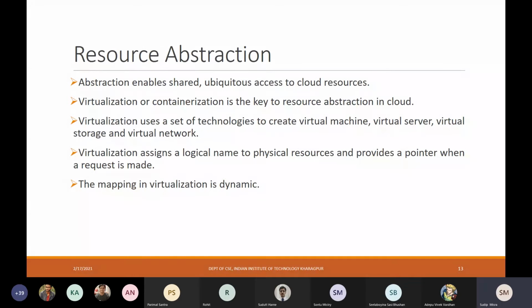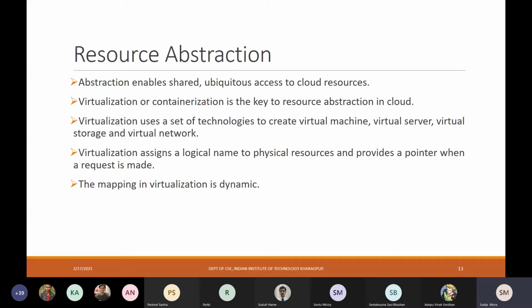Based on the requirements, based on the requests that come through, which could vary throughout the day, the same resources are made available to multiple consumers at the same time or at different times. So this mapping that is made in virtualization through the help of these pointers, this mapping is dynamic.